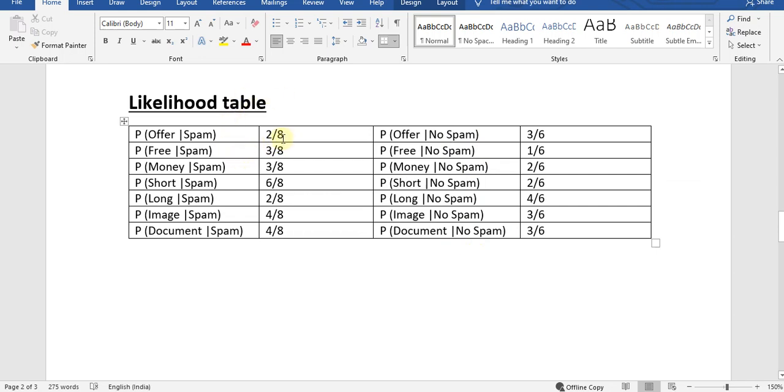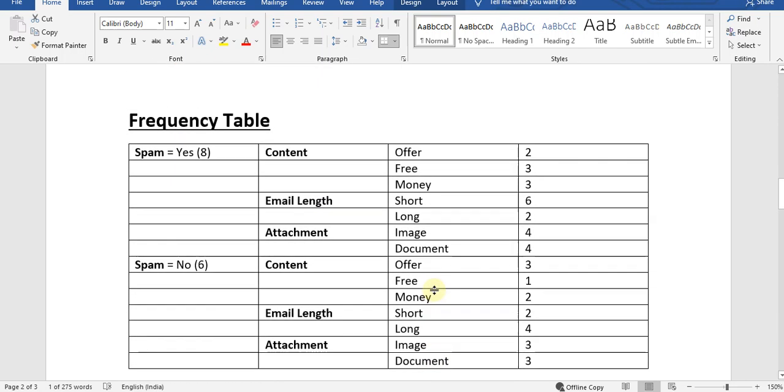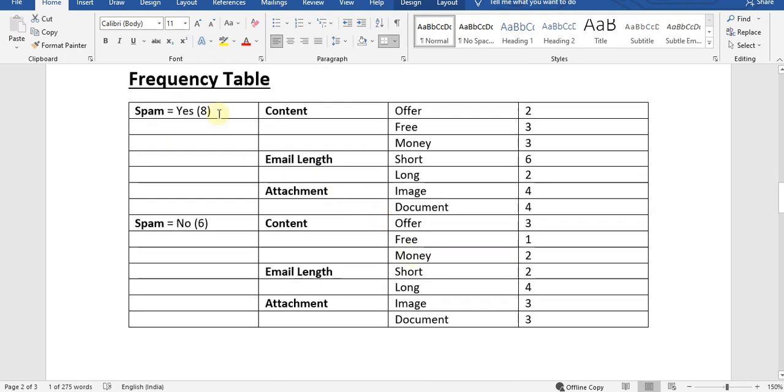Now how I am calculating this, you can see here what I have written, 2 by 8. Why? Because if you again go back, you can see that there are a total of 8 spam messages, and in these 8 there are 2 records where offer equal to 2.